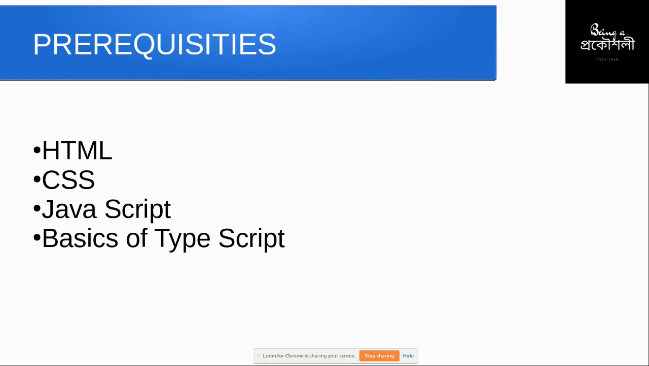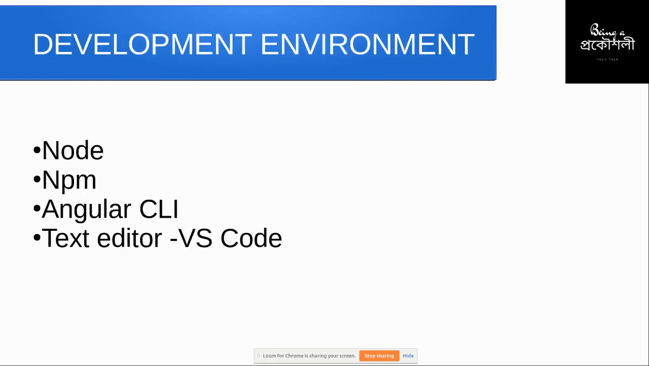Alright, now let's set up the development environment. To set up the development environment, we need Node, NPM, Angular CLI and a text editor like VS Code. So, the first thing you need to do is to install Node.js.